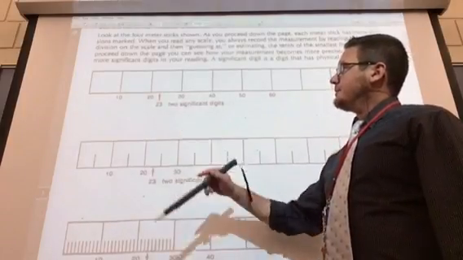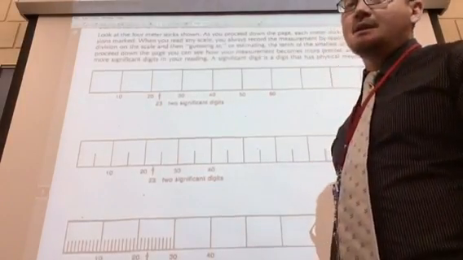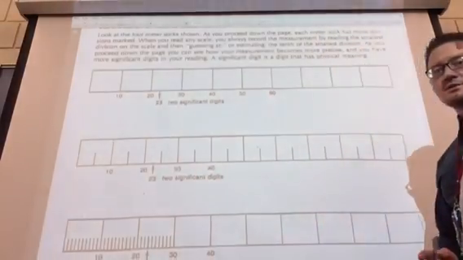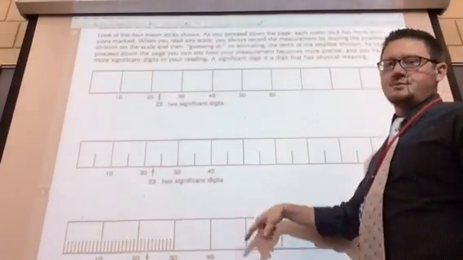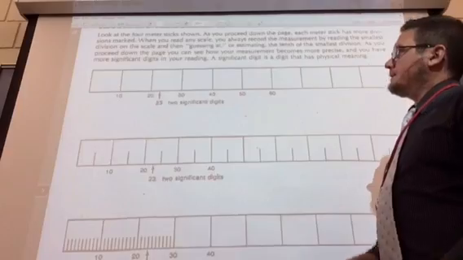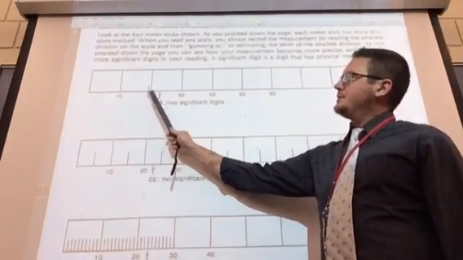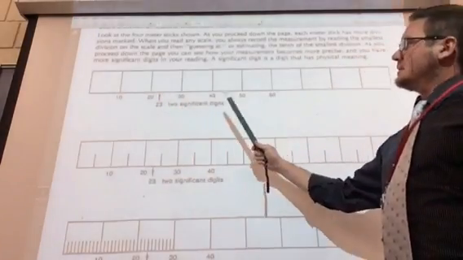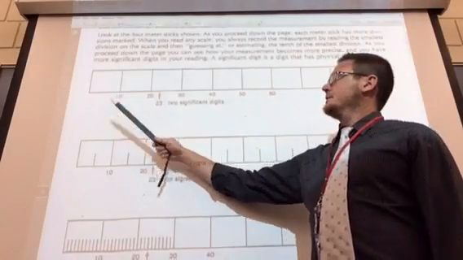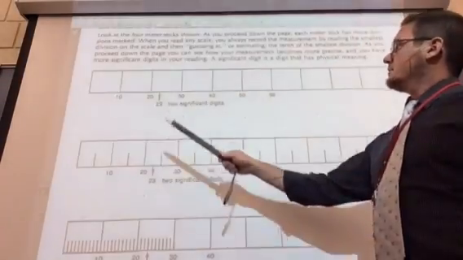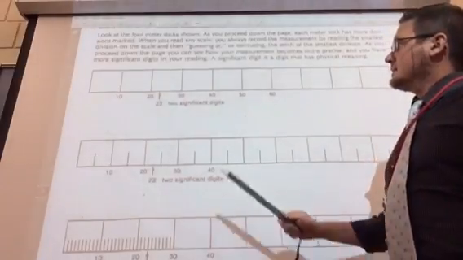So today we're going to be talking about reading scales on scientific tools. So here on our worksheet, we're going to look at four different rulers. You can see the first three here right now. And the first one, the value on each one of these lines is 10. So you've got 10, 20, 30, 40, 50, 60.